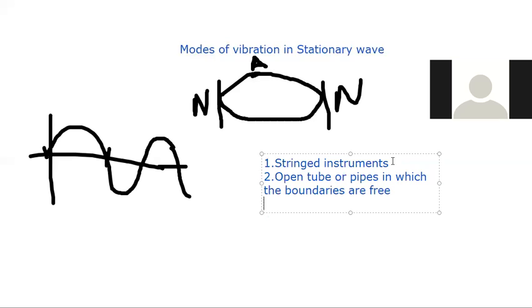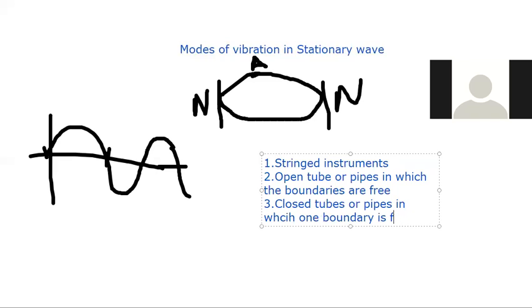Boundaries are free. It also occurs in closed tubes or pipes in which the boundaries are fixed, or in closed tubes or pipes with one side open, in which one boundary is fixed and the other one is free, and another free.